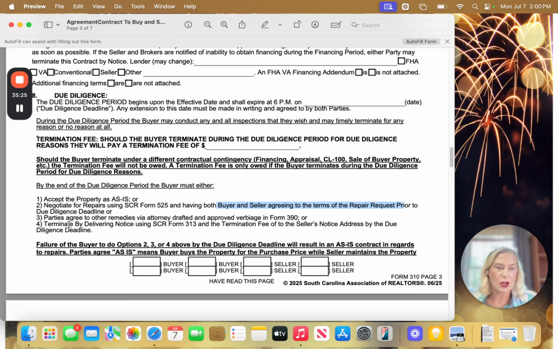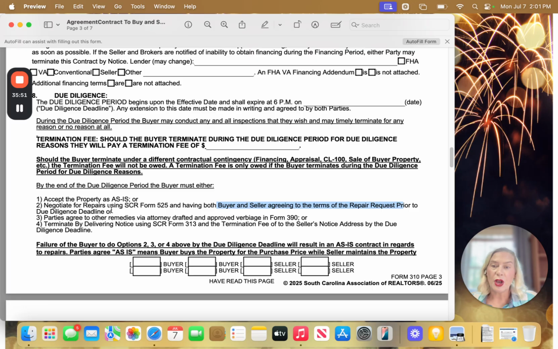Do not say see home warranty. Spell out every single repair your clients want on that 525, that repair request. And make sure you are very conscious of what you say, repair or replace. That's a big deal on what you want the sellers to do. Do you want them to repair something or do you want them to replace something? Do not put a slash. Pick one. That's a 525.